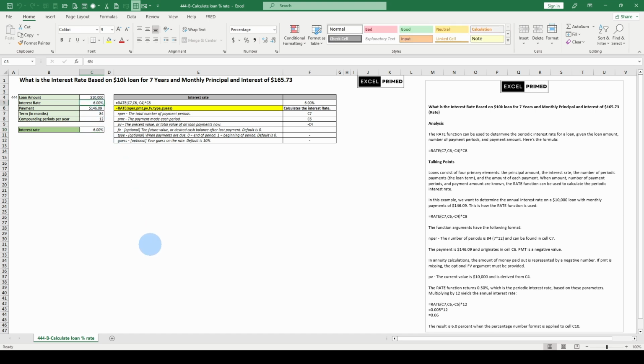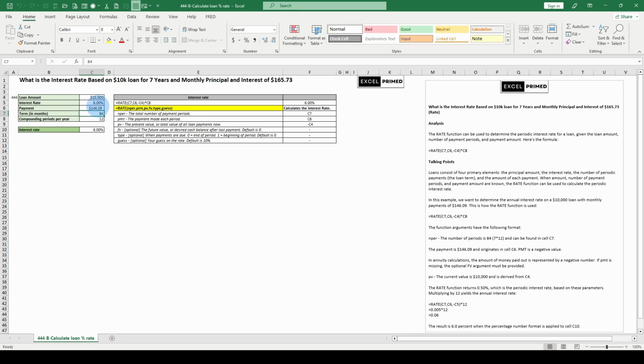Pretend the interest rate isn't there. We're going to figure out this rate. In this example, we want to determine the annual interest rate. Because we're taking monthly payments, if this was semi-annual, we would multiply that times 2. If it was quarterly, by 4, and daily, we have to multiply that times the number of periods. And then we'd have to adjust some other stuff.